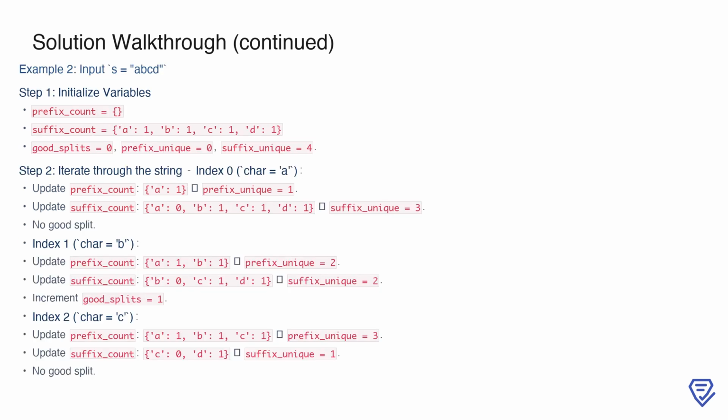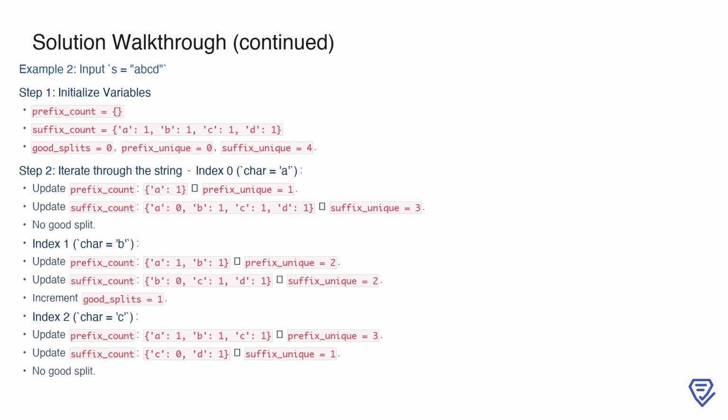Now let's analyze a different example where the input string is s equals abcd. We begin by initializing the variables. prefix_count starts empty, while suffix_count is populated with the frequencies of all characters in the string, resulting in a:1, b:1, c:1, d:1. Here, good_splits is initialized to 0, prefix_unique to 0, and suffix_unique to 4 since there are 4 unique characters in the suffix. At index 0, the character is a. Adding it to prefix_count, we now have a:1, and prefix_unique increases to 1.